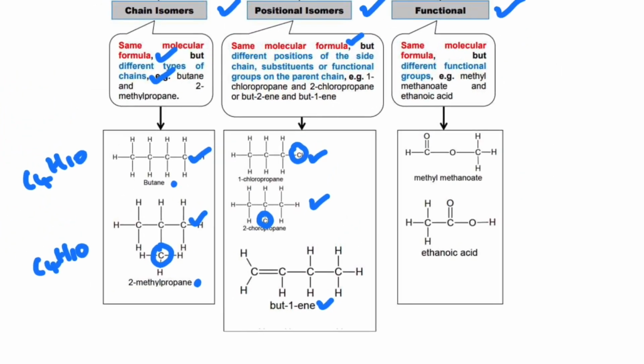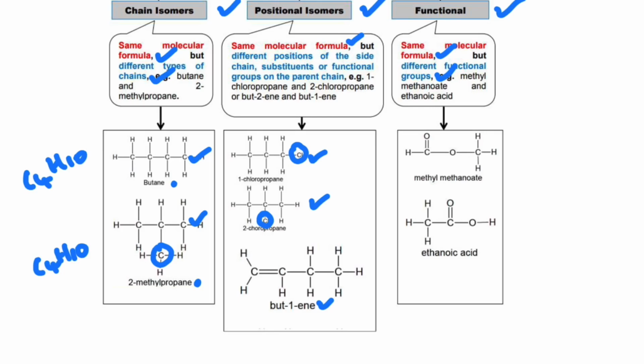And then lastly, functional isomers. Same molecular formula, but different functional group. We have two pairs of functional isomers. Esters and carboxylic acids are functional isomers of each other. And then ketones and aldehydes are functional isomers of each other.